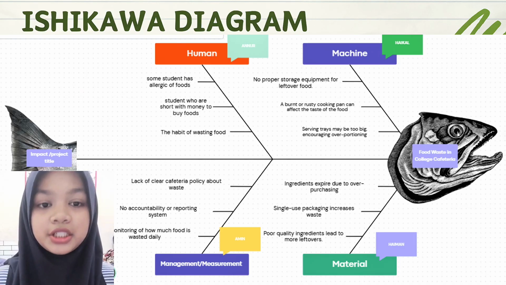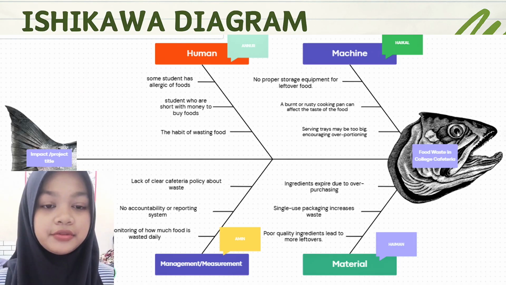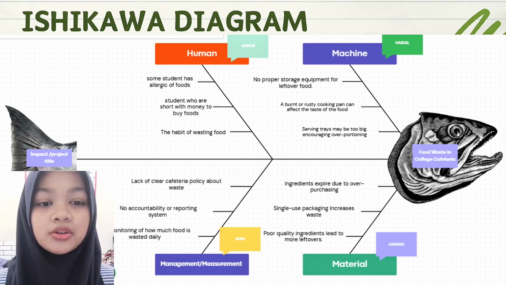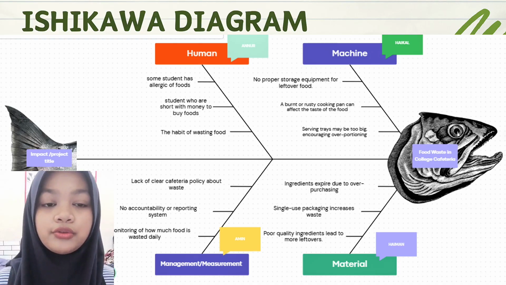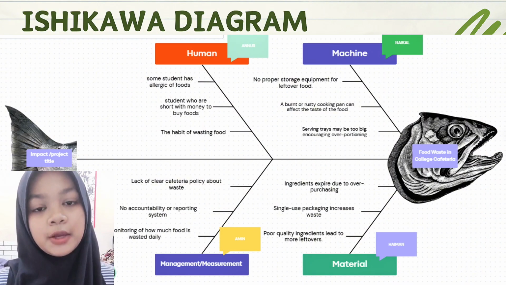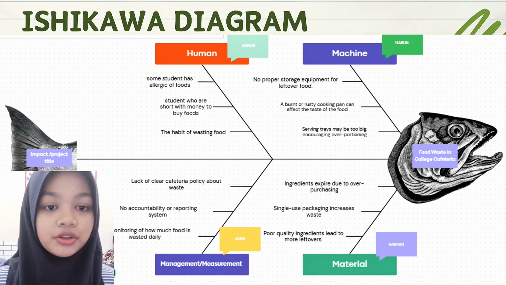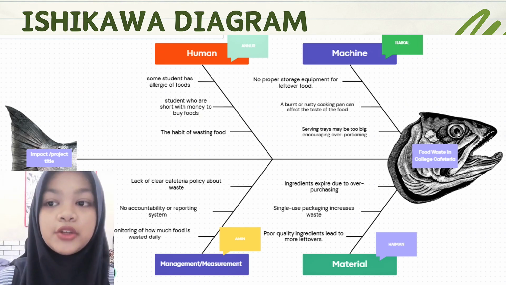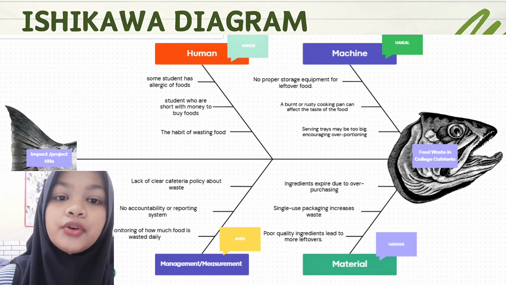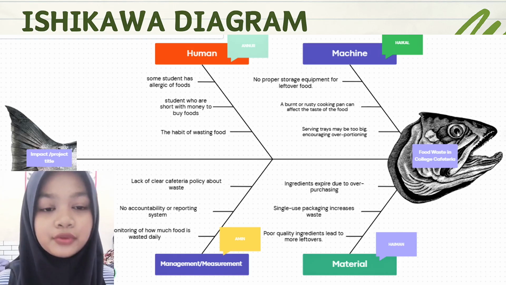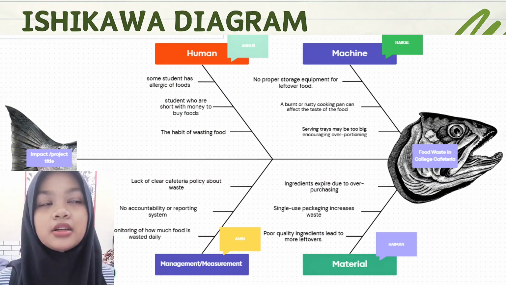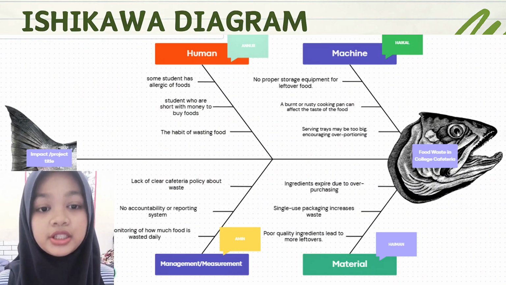Next, we have the Ishikawa diagram, also known as the fishbone diagram. This diagram helps us to know the main root cause of the problem we have about the food waste in our college cafeteria. We divided it into 4 categories: human, management, machine and material. For the first one, the human. Under the human factor, food waste can happen because some students have food allergies, some students can't afford their foods, and lastly, students basically just have a habit of wasting their food.